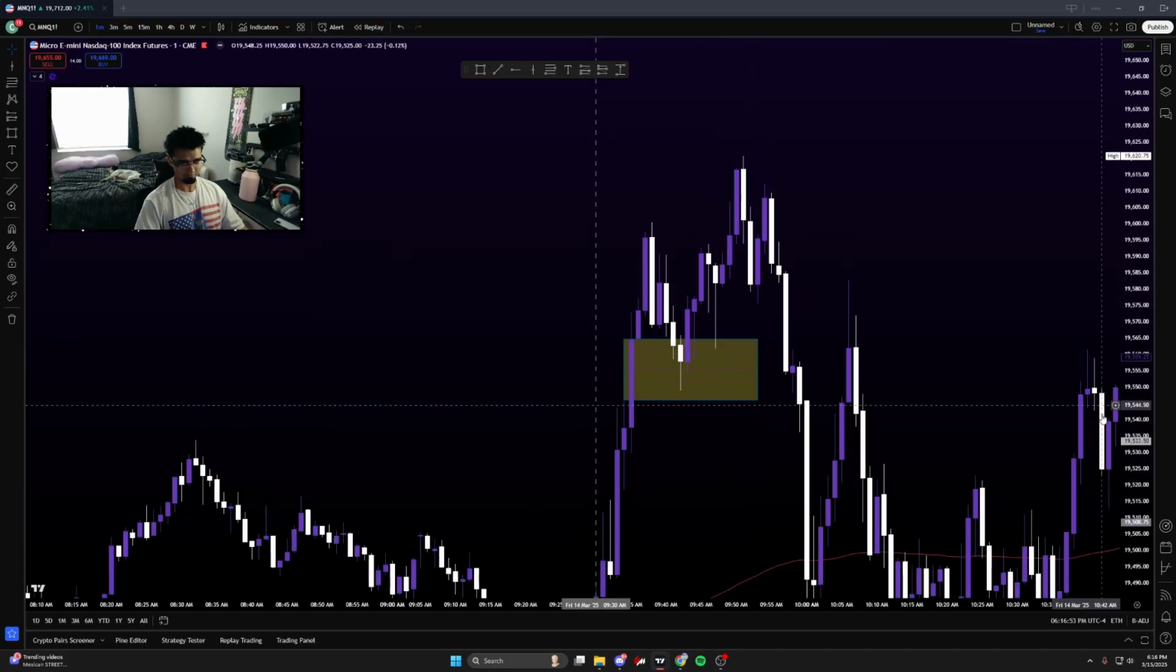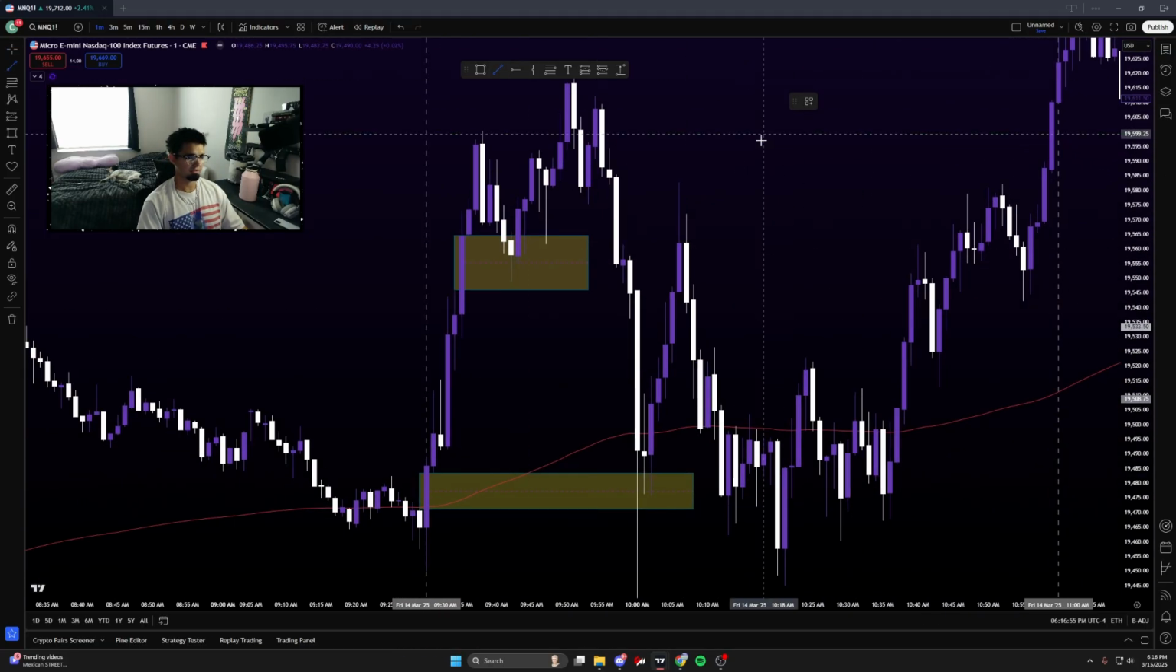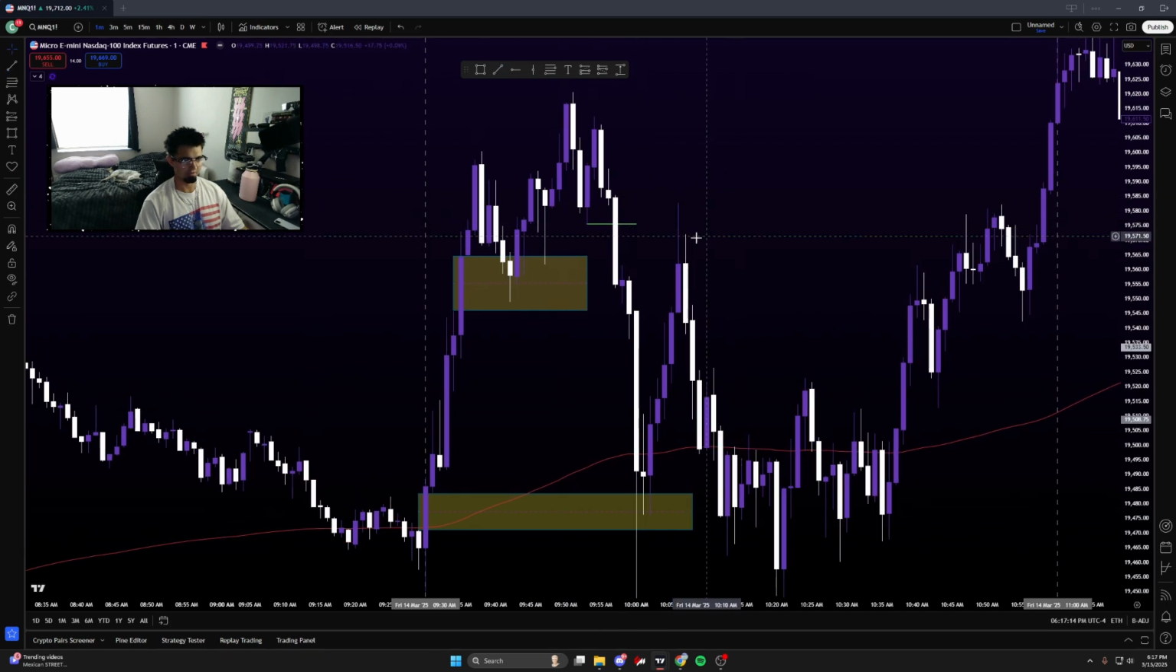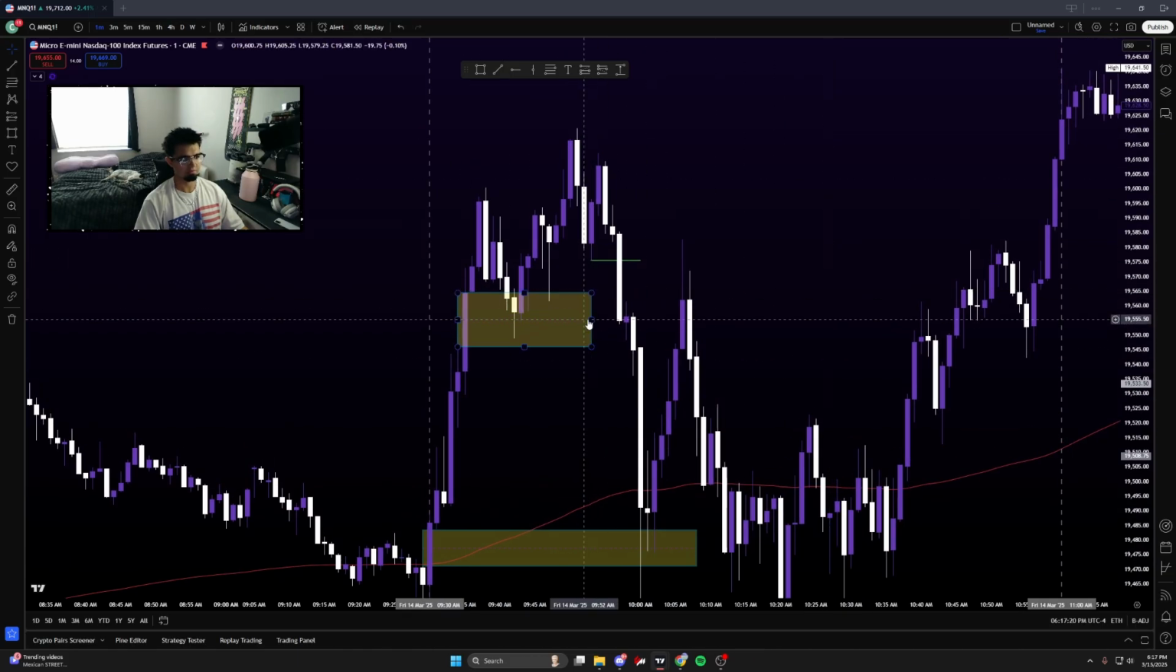And then right here, we see a higher high be made, a lower high be made, a higher high be made. And then we see a lower low made, and then a lower high. And then once again, a lower low. We see a break of structure right here. I'm going off on a tangent, but just to show you this. And this turns the market from bullish price action to bearish price action.